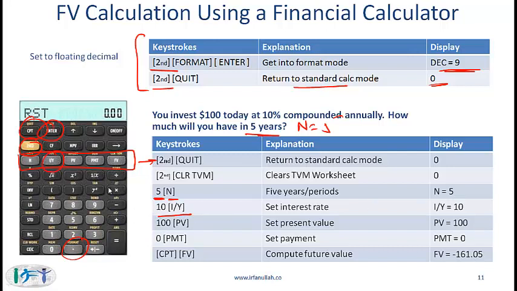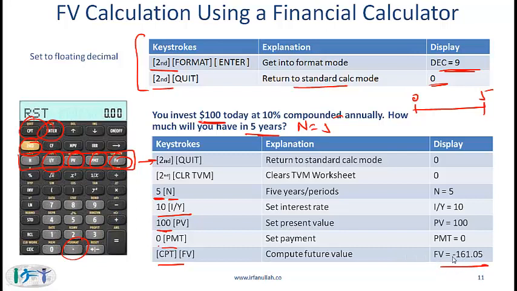So this is saying that the interest rate per period is 10%. Notice that here you are entering the percent, as opposed to the formula earlier where you entered a decimal. Then you enter 100 and PV. This is saying that the initial investment is 100. 0 payment, that means that over the 5-year period, time 0 to time 5, in between you are not making any payments. So this is 0. And then you compute the future value. That will give you this number.